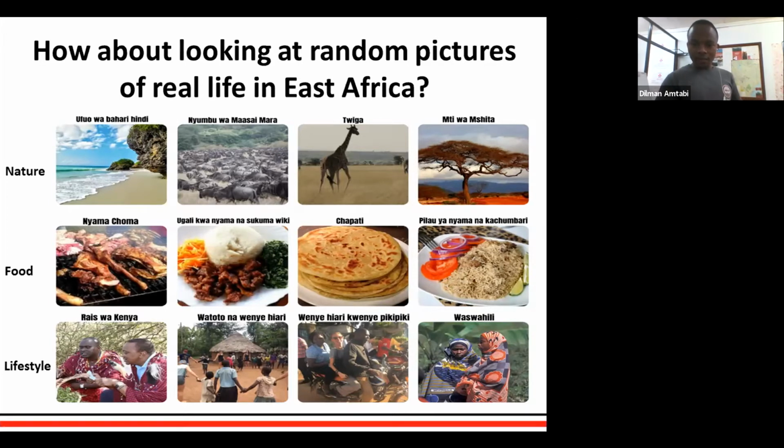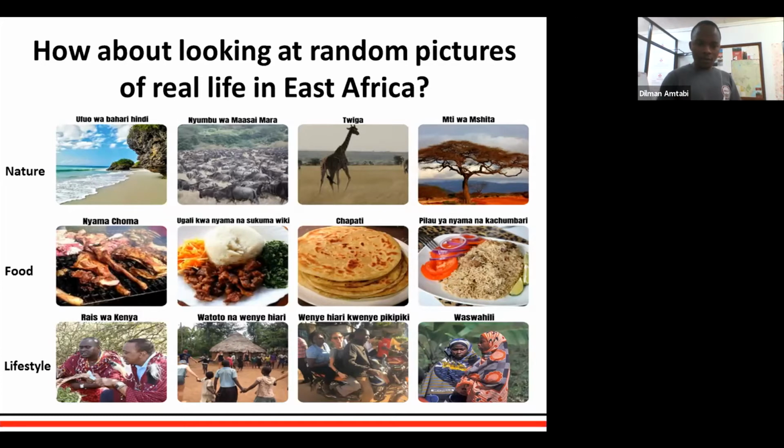And then next we have the chapati. Chapati is very common food. It's like a cake. And then we have pilau. Pilau is spiced rice. Lifestyle, the third row is about lifestyle. So our life, we have a good lifestyle in terms of diversity of the culture.